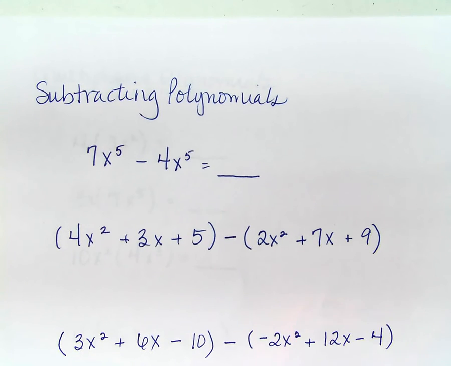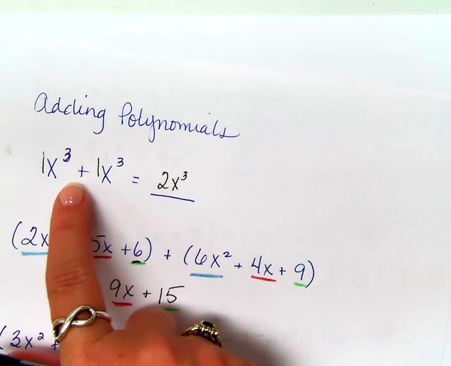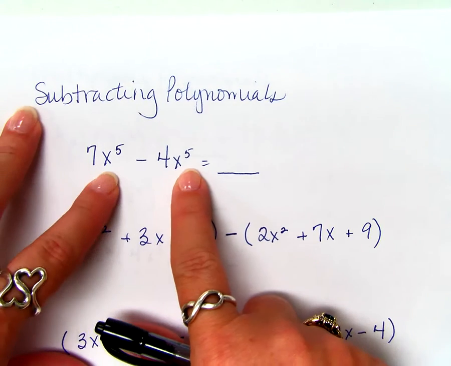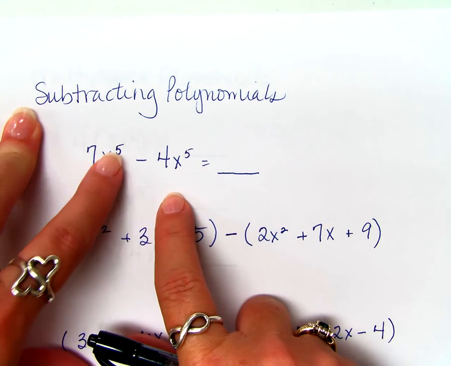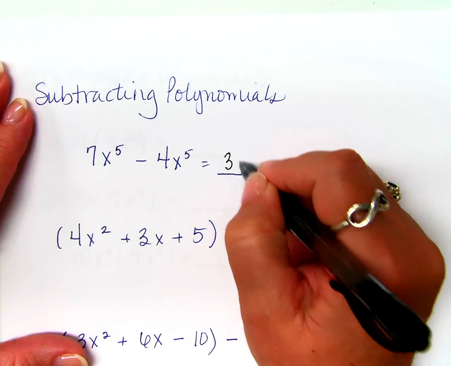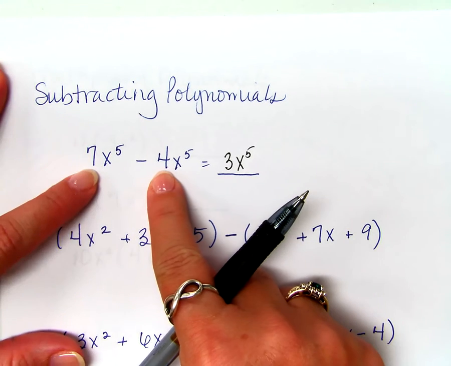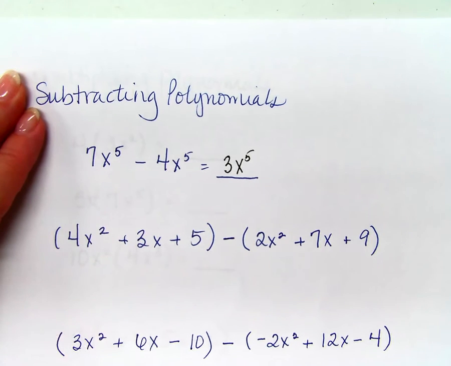Okay? So what about subtracting? Subtracting polynomials. Same rule applies as when we're adding. We can only add if they are like terms. We can only add if they have the same exponent. Okay? Here, these both have an exponent of x to the fifth, so we combine their coefficients. 7x to the fifth minus 4x to the fifth is going to be 3x to the fifth. Once again, we only combine the coefficients. We don't mess with the exponent. We leave the exponent alone.